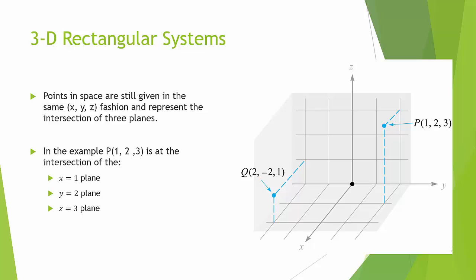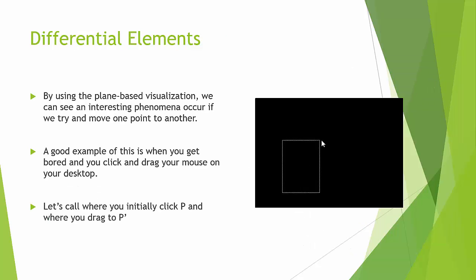So, for example, point P is actually the intersection of 3 planes: X equals 1, Y equals 2, and Z equals 3. What happens when we start representing these points as intersections of planes and lines is we get an interesting phenomenon we can exploit to make a differential element. Think about it like this.